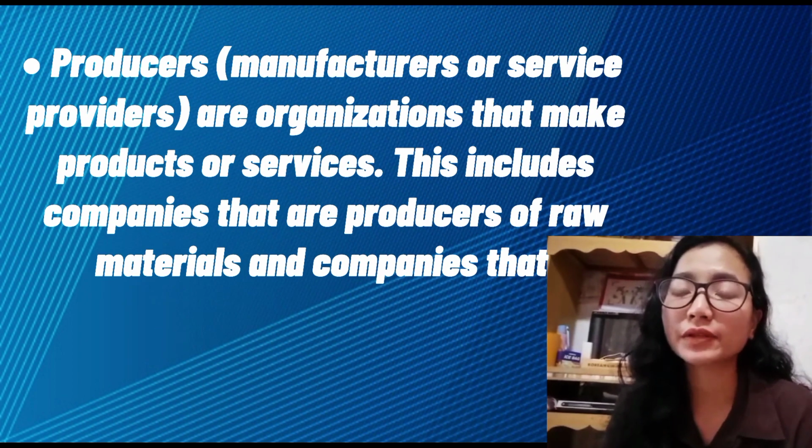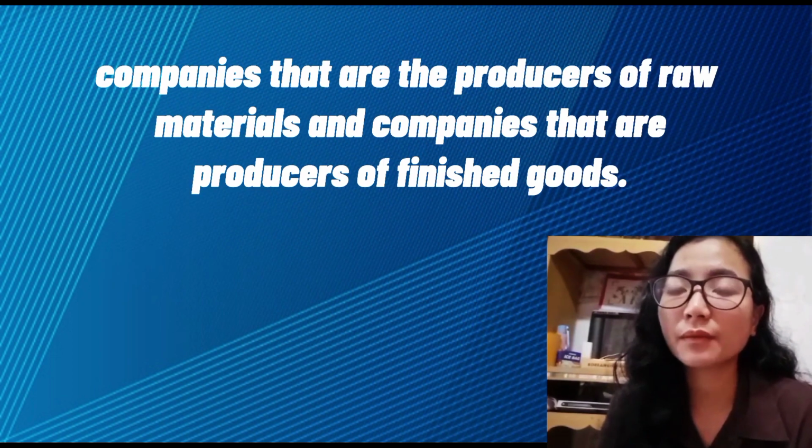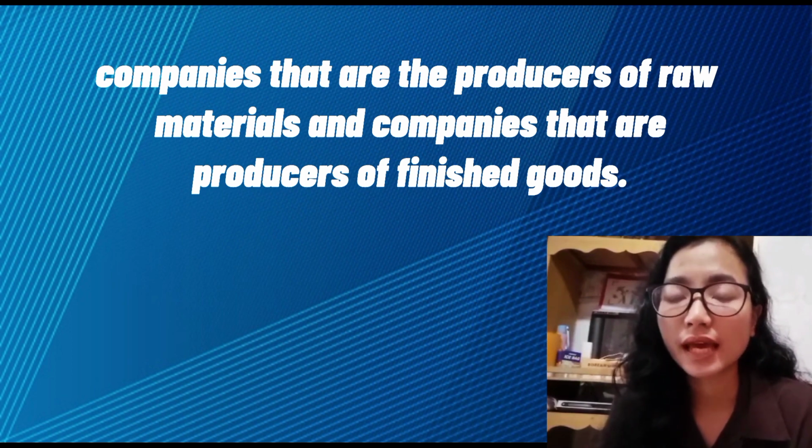The first is producers, also known as manufacturers or service providers, are organizations that make products or services. This includes companies that are producers of raw materials and companies that are producers of finished goods. Producers of raw materials are organizations that mine for minerals, drill for oil and gas, and cut timber. It includes organizations that farm the land, raise animals, or catch seafood.